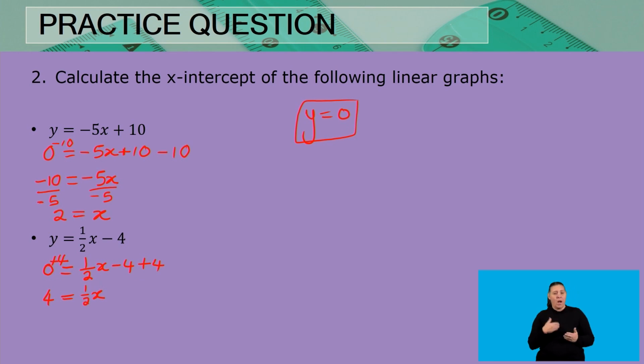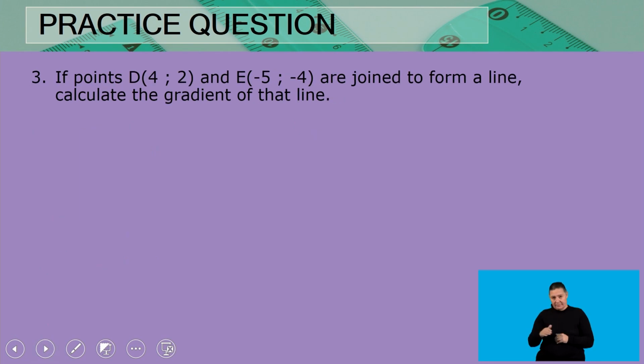Multiplicative inverse of 1/2 is 2. So we are going to now multiply both sides by 2. And when we multiply by 2, 1/2 multiplied by 2 leaves us with 1, which means we are left with just the 1x. And 4 multiplied by 2 on this side leaves us with an 8. So the x-intercept of this graph is going to be 8. Let's move on to the next question.